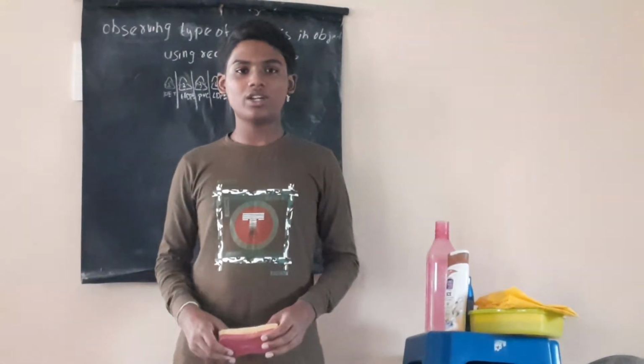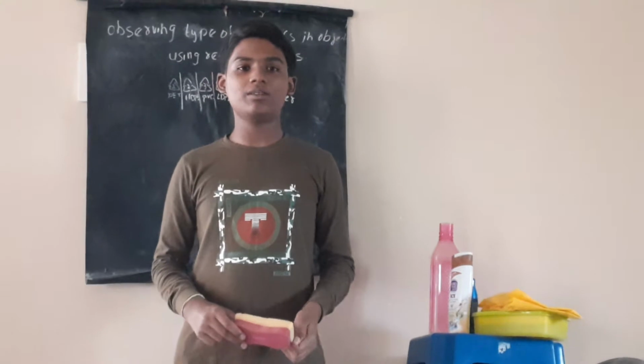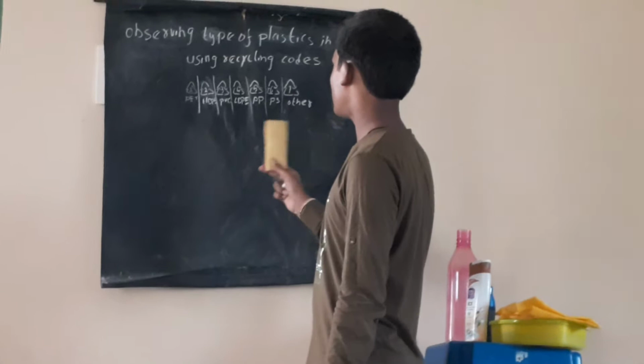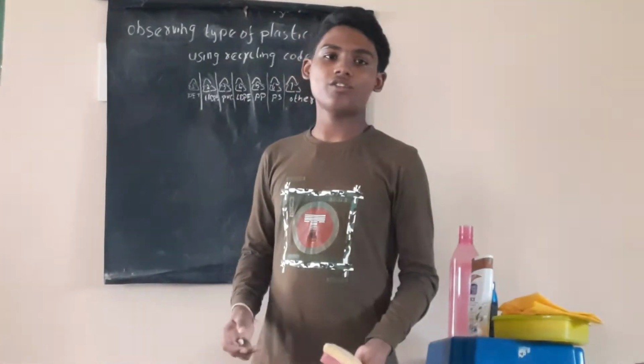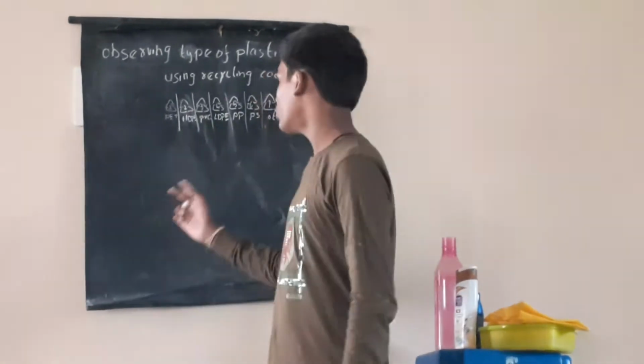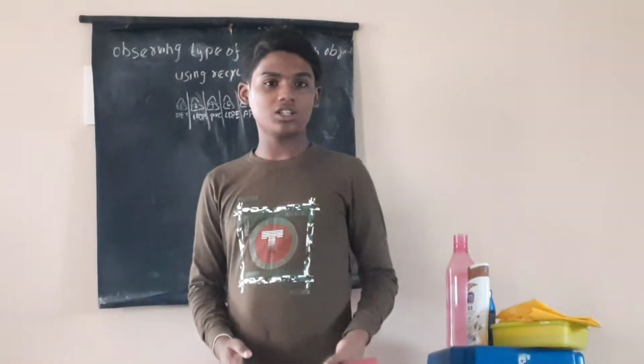So in today's class we will discuss one activity based on observing the type of plastics in objects using recycling codes. There are various recycling codes on objects. In synthetic fibers and plastics we discussed plastics and their various types. So how do we observe which type of plastic an object is made of? Using these recycling codes, we can observe which type of plastic the object is.